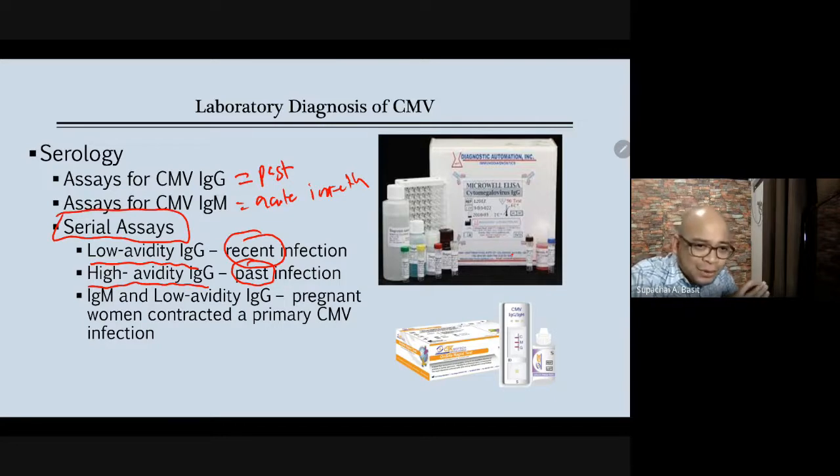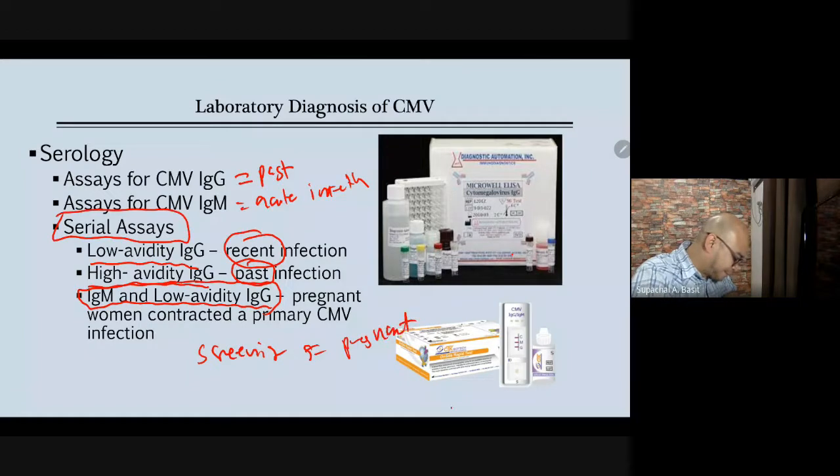Now, a combination of IgM and low avidity IgG is useful, particularly for assays of pregnant women who contracted a primary CMV infection. So this one is useful for screening of pregnant women. We do not want pregnant women to get infected with CMV because of the possibility of teratogenicity.